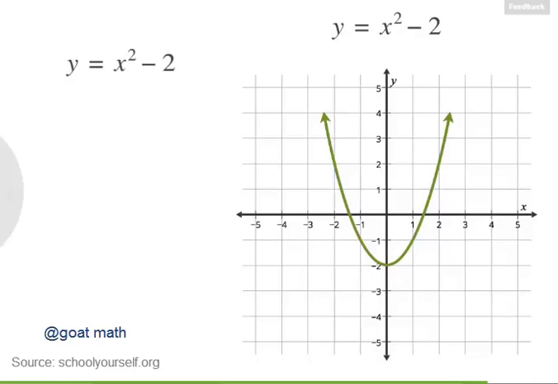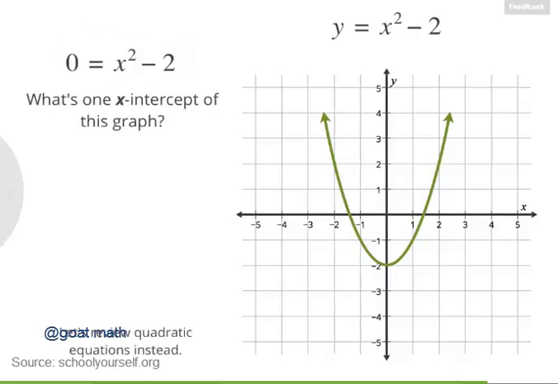Now to find an x-intercept, you would set y equal to 0. So we have the quadratic equation 0 equals x squared minus 2. This equation has two solutions, and that matches what you see in the graph. There are two x-intercepts here. Try solving this equation for one of its solutions. What's one of the x-intercepts for this graph?